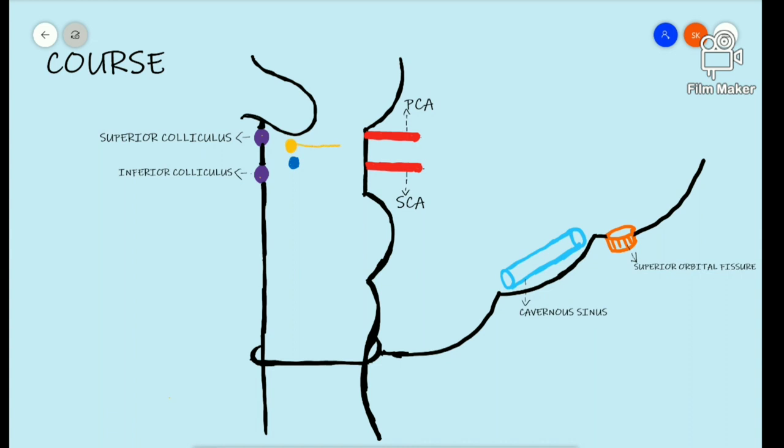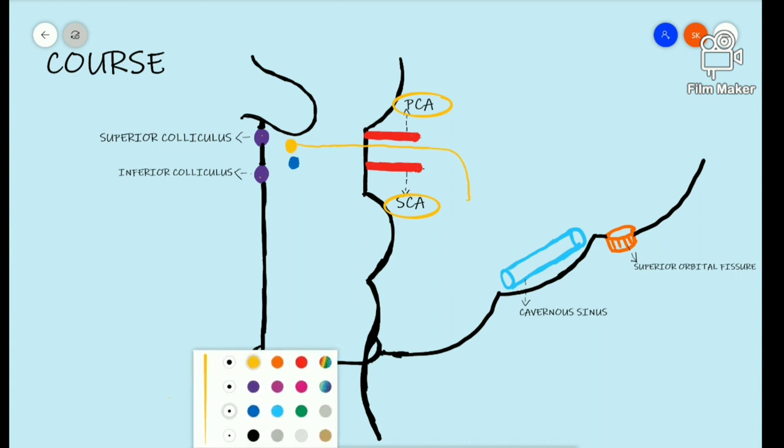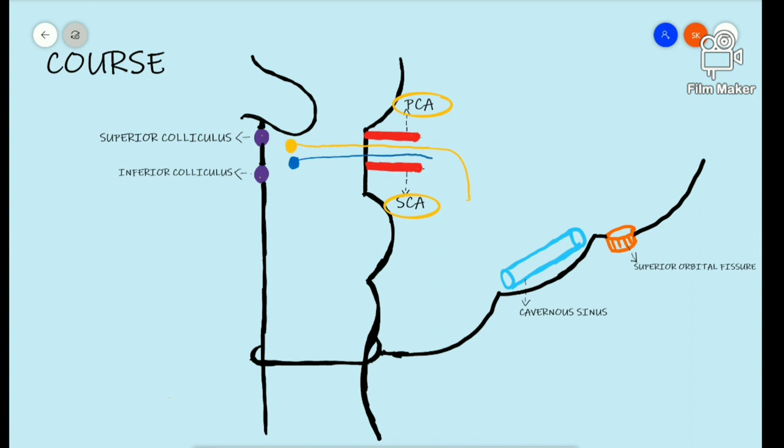The somatic motor fibers emerge from the nucleus and pass between the posterior cerebral artery and superior cerebellar artery. Posterior cerebral artery is marked as PCA and that of superior cerebellar artery as SCA. The parasympathetic fibers also move along with the nerve and form a part of the oculomotor nerve complex.